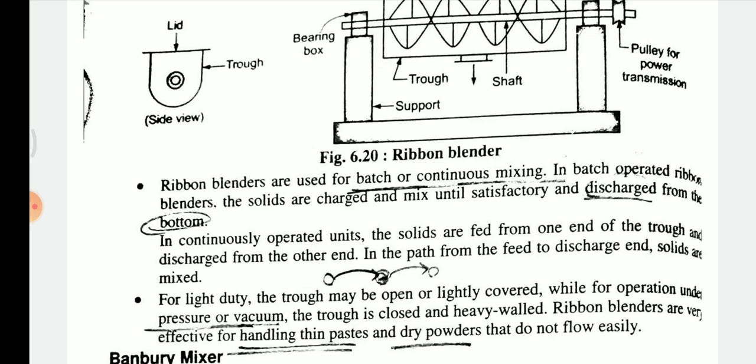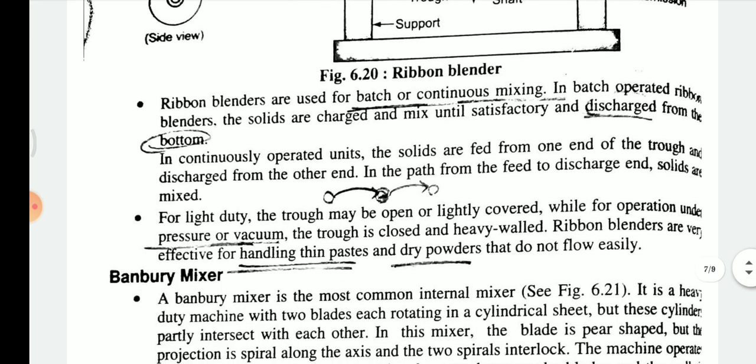In a continuously operated unit, the solids are fed from one end of the trough and discharged from the other end. So the path of the feed, discharge end, and solids are mixed. For a light duty trough, it may be open or lightly covered, while for operation under pressure or vacuum the trough is closed and heavy walled.